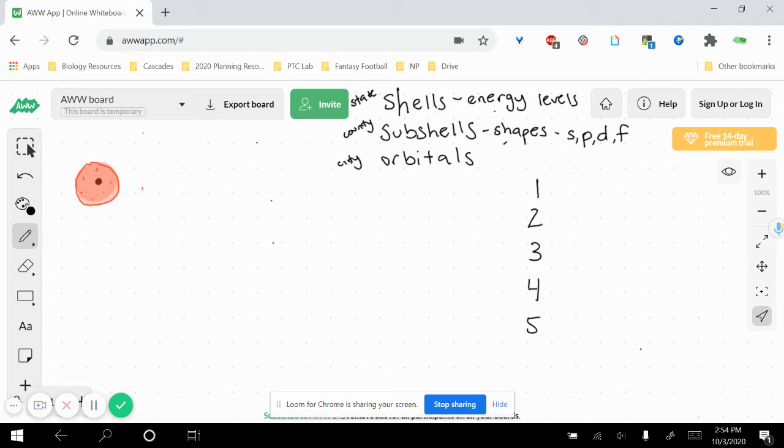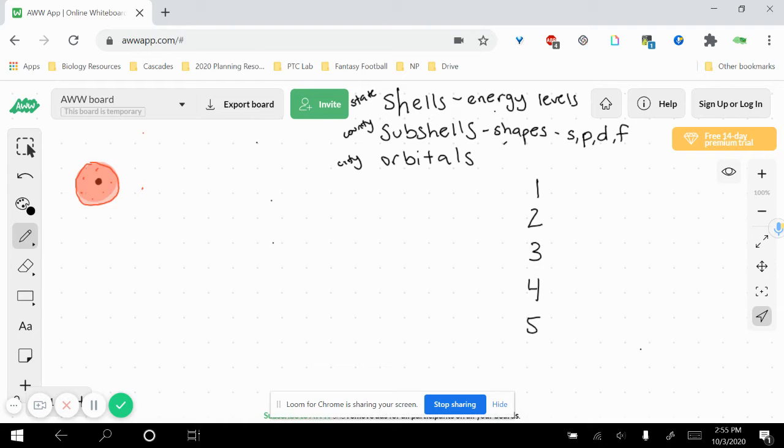So where those letters came from is beyond the scope of what we're going to talk about, and we don't really care how they came to be. They stand for things like S is for simple and P is for principal, but that's not why we care about them. We just have to accept that instead of using A, B, C, D, they're using S, P, D, and F. So I said that as you go up in shell, you get access to new subshells. So this is the order that we get access to them.